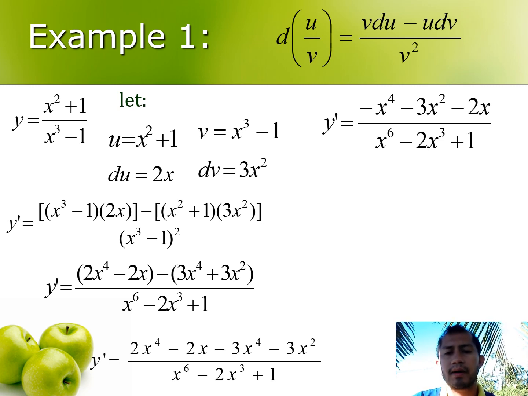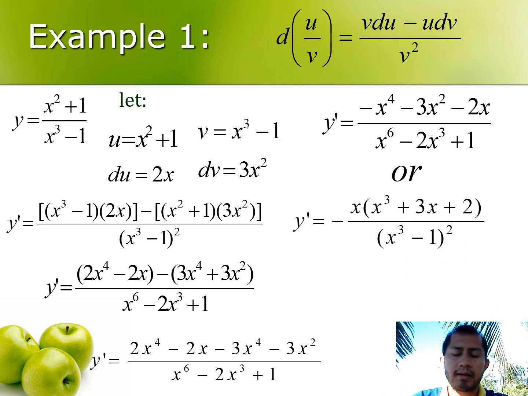Or we can rewrite this by factoring the denominator, and also the upper part by getting the common factor, which is x. So finally we have the result of y prime is equal to negative x times the quantity x cubed plus 3x plus 2 all over x cubed minus 1 raised to the power of 2. So in this case, for the quotient rule, we don't have two methods.